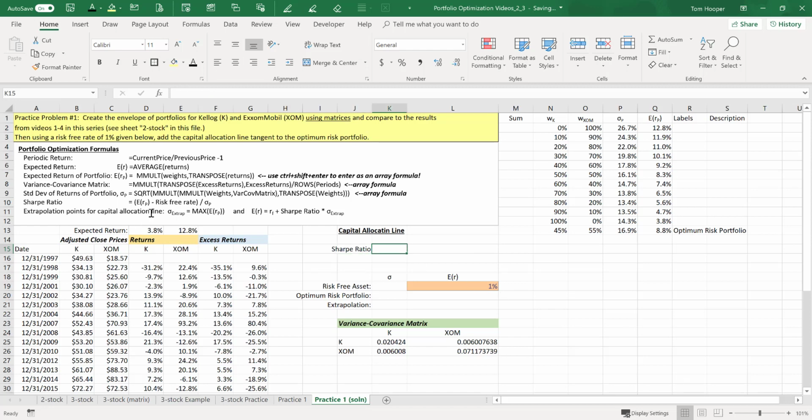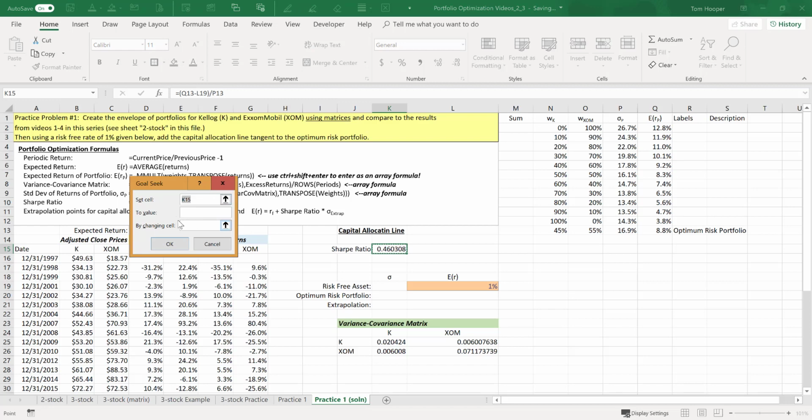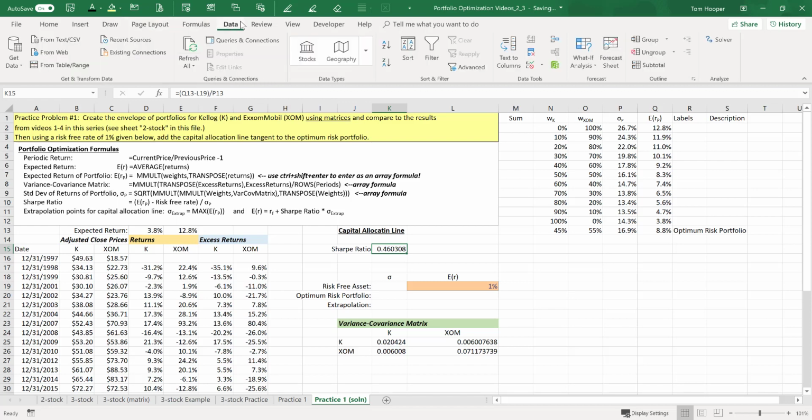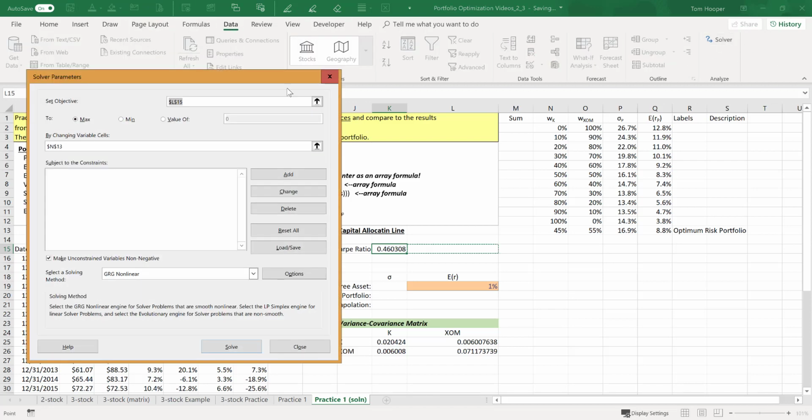Now the Sharpe ratio is given up here as the return minus the risk-free rate over the risk of the portfolio. So the return minus the risk-free rate over the risk of the portfolio. That's the Sharpe ratio for this mix. We want to find out what mix would maximize that. We'd like to use goal seek because it's simple, but we can't maximize things with goal seek. So let's go to data and solver, and let's reset everything.